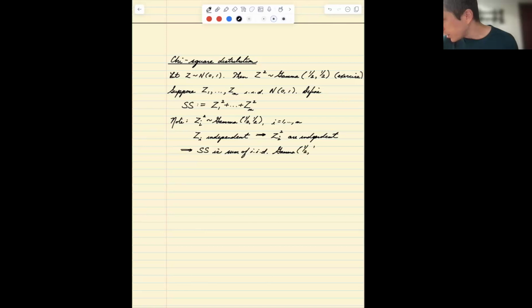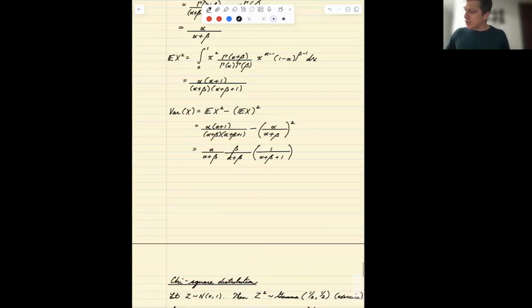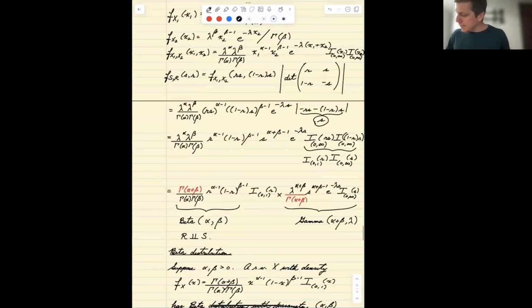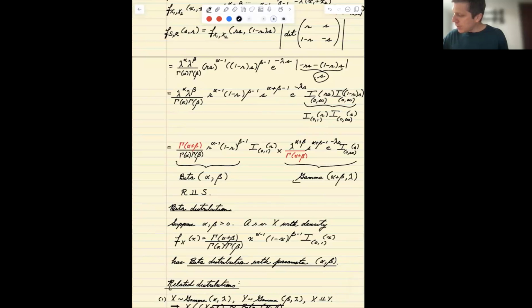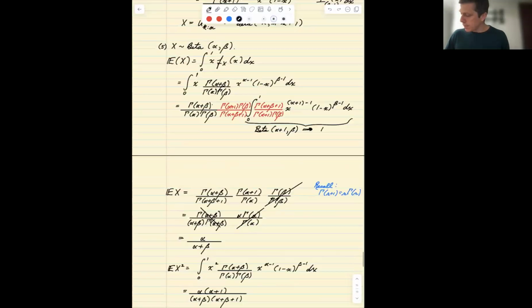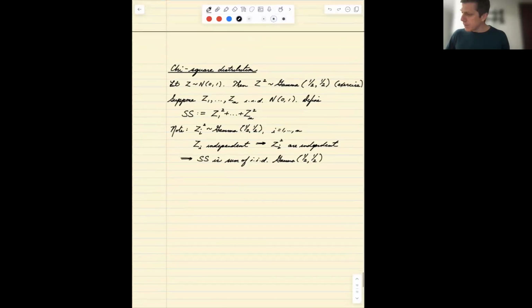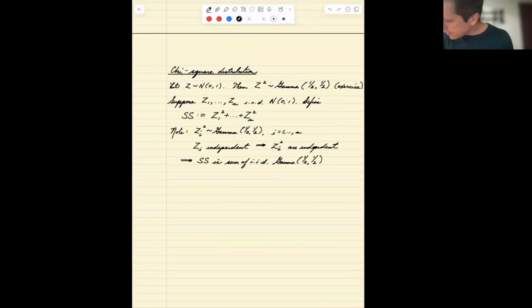We know that when we have sums of gammas, we already derived this up above: if we add two independent gammas together, what we get is a gamma where we add up the shape parameters and we keep the same rate parameter. Well, in this case, shape parameters are all 1/2, and the rate is 1/2. So it's gamma with a shape of n/2, 1/2 times n, and a rate of 1/2.